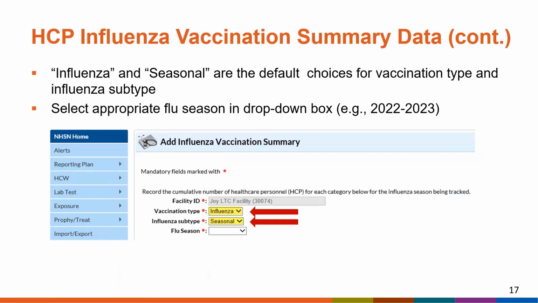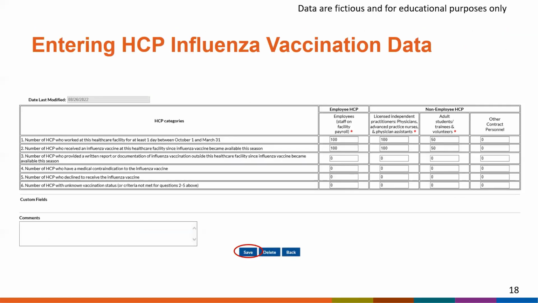This is what facilities will see on their screen in NHSN when adding influenza vaccination summary data. You must complete all fields marked with an asterisk on this page. Influenza and seasonal are the default choices for this screen. Once you have completed data entry, save the data by clicking the Save button at the bottom of the screen.